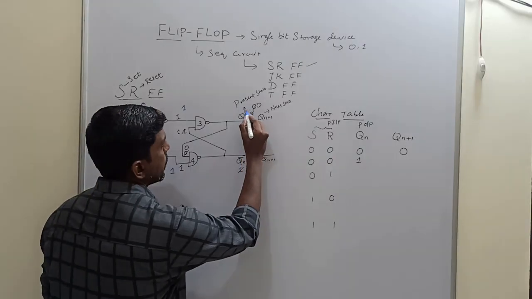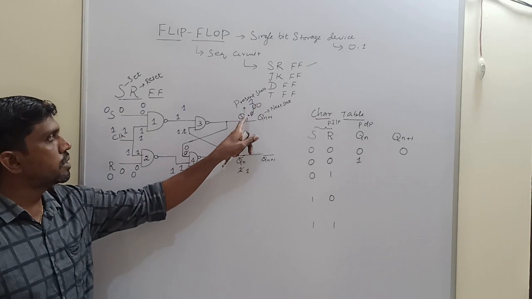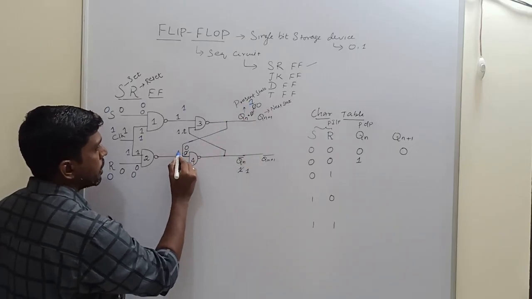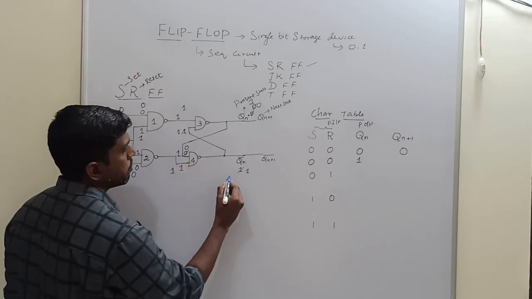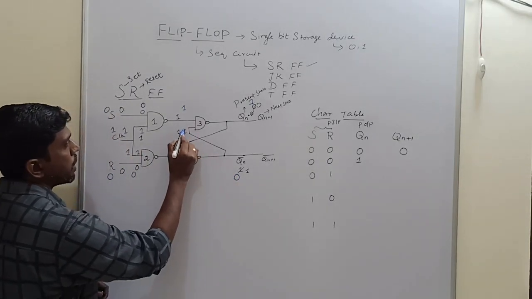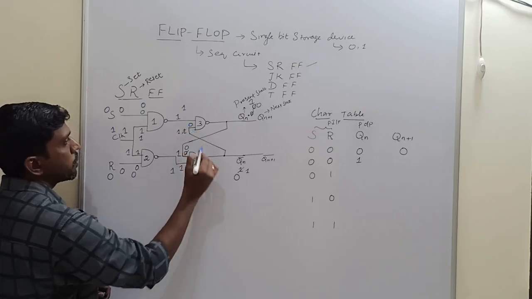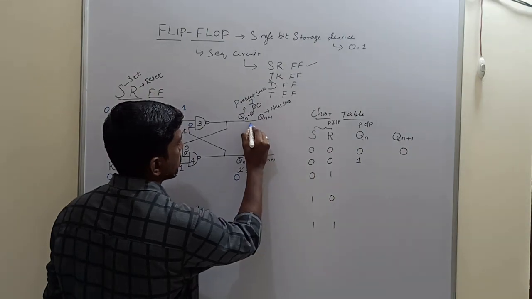Here the Qn value is 1. So instead of 0, now I change this value to 1. This 1 is fed back to the fourth NAND gate input. Now the input of the fourth NAND gate is 1, 1. So 1, 1 means Qn bar is 0. This 0 is fed back to the third NAND gate input. So now this input is 0. So 1, 0, the result is 1.